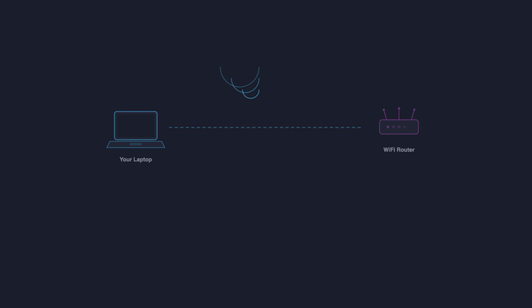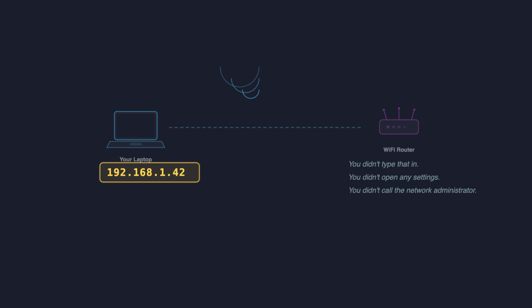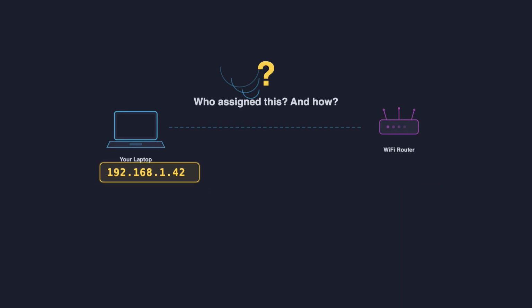Your device somehow received an IP address, something like 192.168.1.42. You didn't type that in. You didn't open any settings. You didn't call the network administrator. It just appeared. So who assigned it, and how did your device know where to ask?